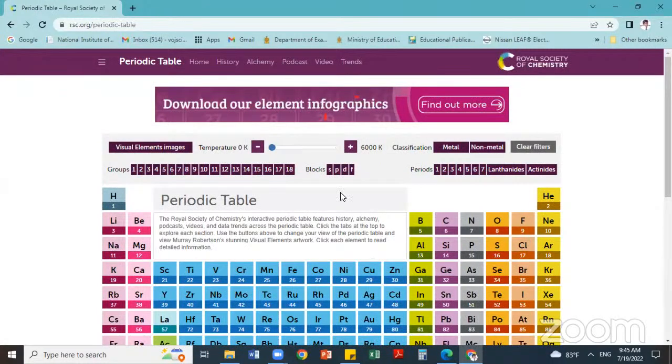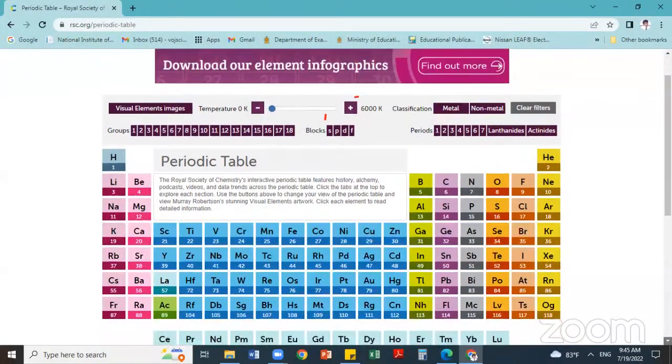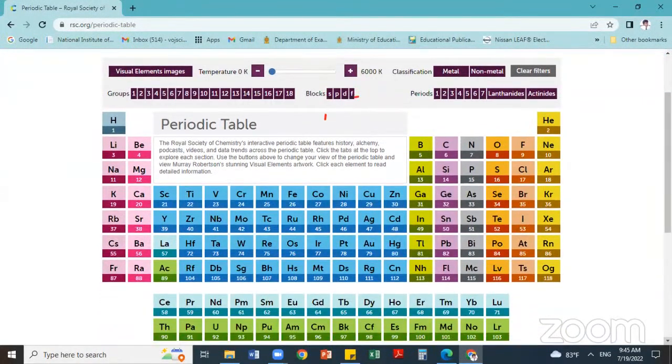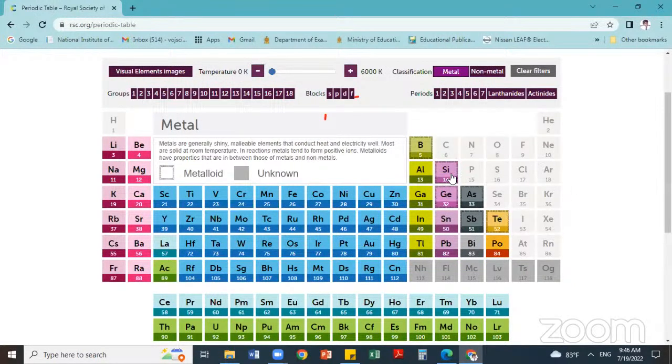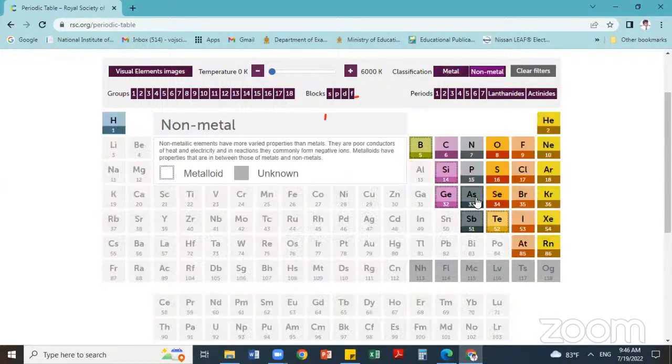If I click on metal here, look at the screen, everyone, it will display all the metals in this periodic table. You can see metal, non-metal here. Except for a few elements on the rightmost side, more than 80 elements in this periodic table are metals. Now if I click on non-metals, there are only these few non-metals.